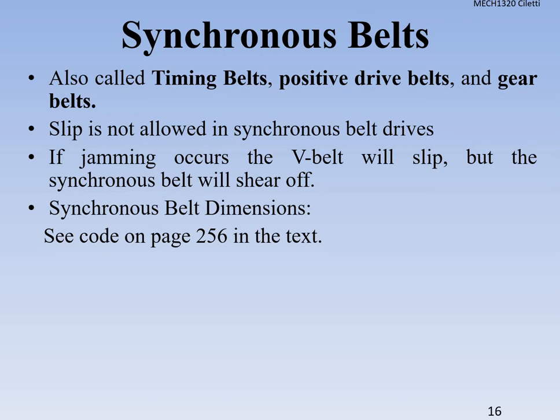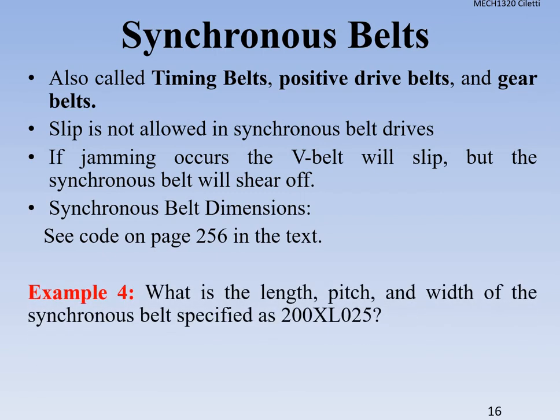All right, so you use a timing belt in this, and we're going to go through it in a little bit, and I'll show you some pictures. But when you have a timing belt, all right, there's no slip. Something in your alternator in your car uses a timing belt, so positive drive. So if jamming occurs, the V-belt will slip, but the synchronous belt will shear off. Okay, so there's kind of the difference.